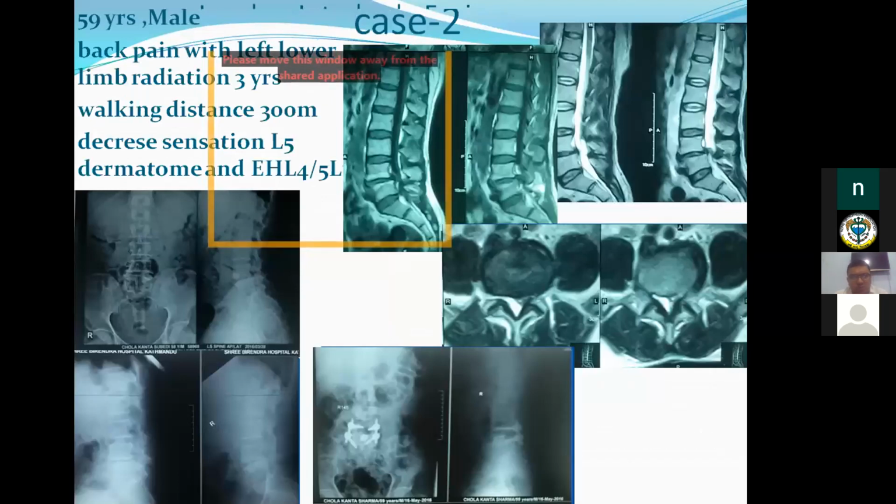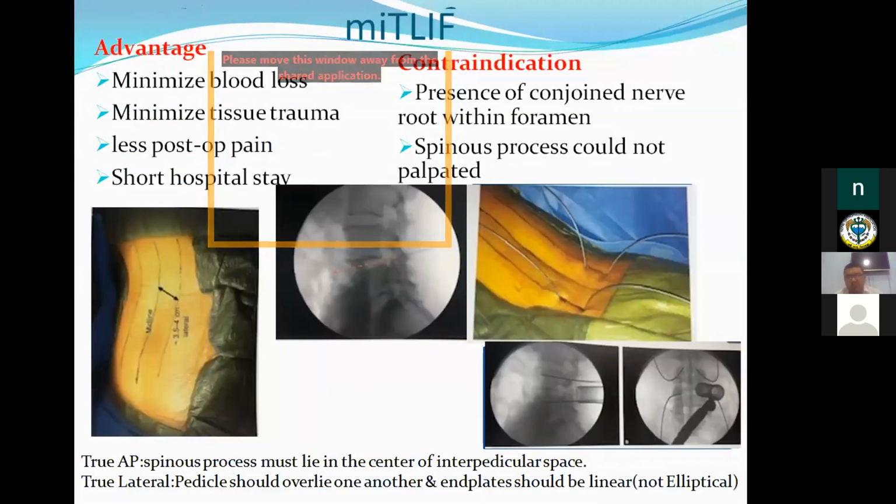This is a 59 year old patient with L4-L5 spondylolysis with spondylolisthesis, and there is L4-L5 stenosis more on the left side. In this case, we did a TLIF surgery and the patient felt better. The same TLIF surgery we can also do with a minimally invasive technique.